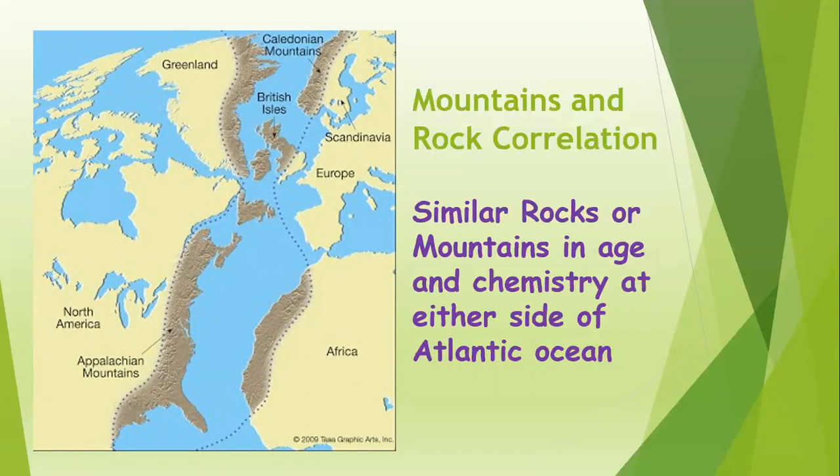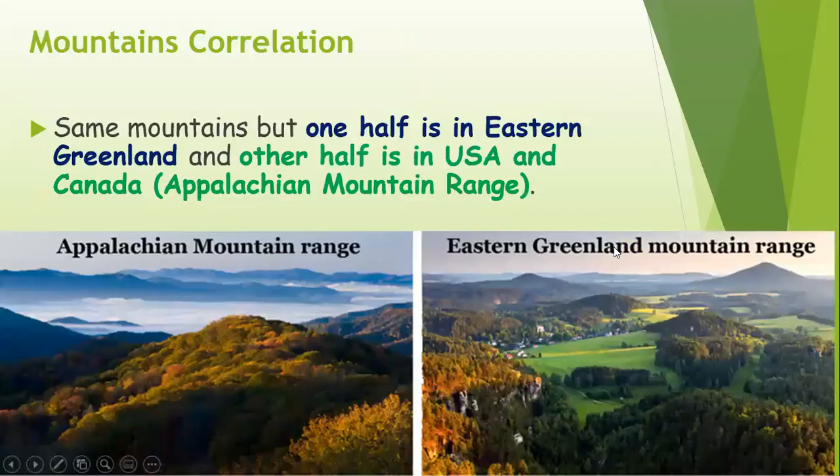Now, how is that possible? How can the same places, the continents which apparently look like they are fitting inside each other, have the same fossils and the same mountains or rocks on either side? How is that possible? One of the real examples that I will give you for the mountain correlation is this one: the Appalachian mountain range and the Eastern Greenland mountain range. Half of the mountains are here and half of the mountains are here. Same mountains, but one half is in Eastern Greenland and the other half is in USA and Canada.